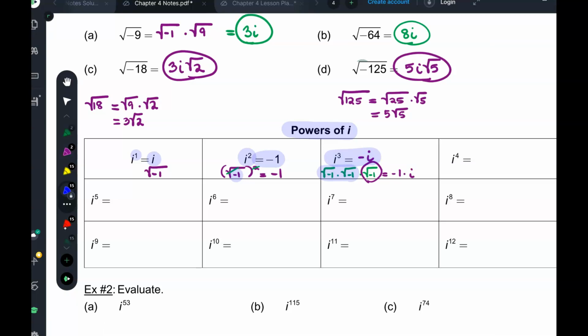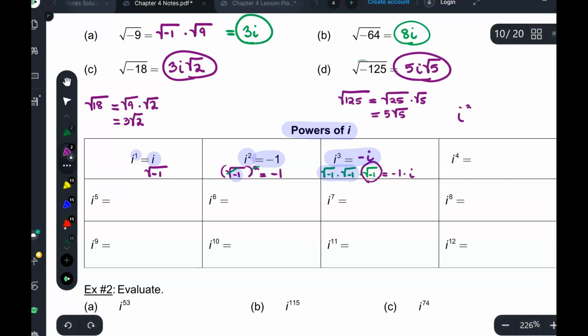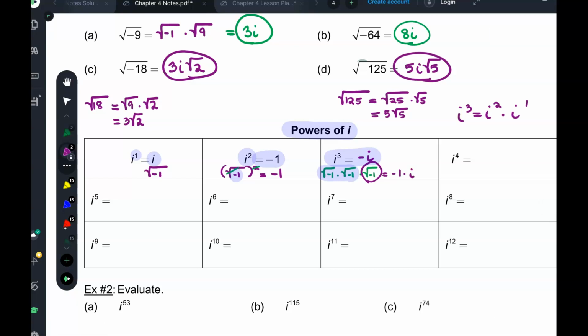Another way you can think of i to the third, just on the side here, I could also break that up into i squared times i, right? Remember adding exponents, so we can also go the opposite direction and take i to the third and rewrite it as i squared times i to the first. Well, I just showed you that i squared is negative 1, so that's another way of getting that same result.